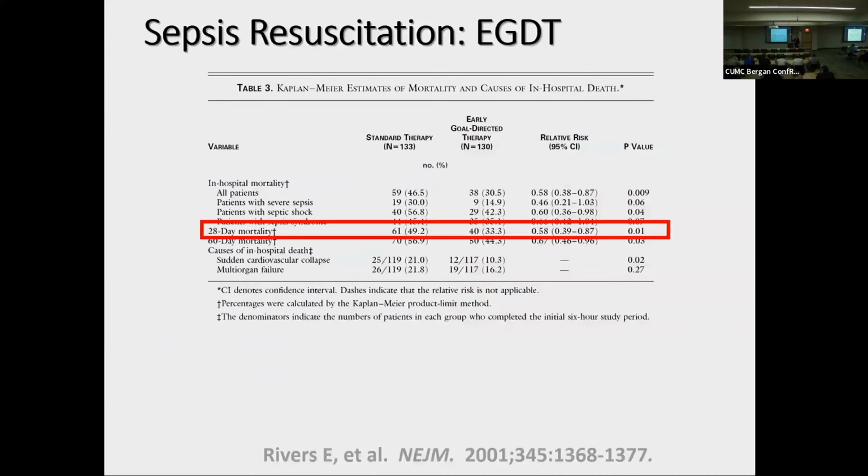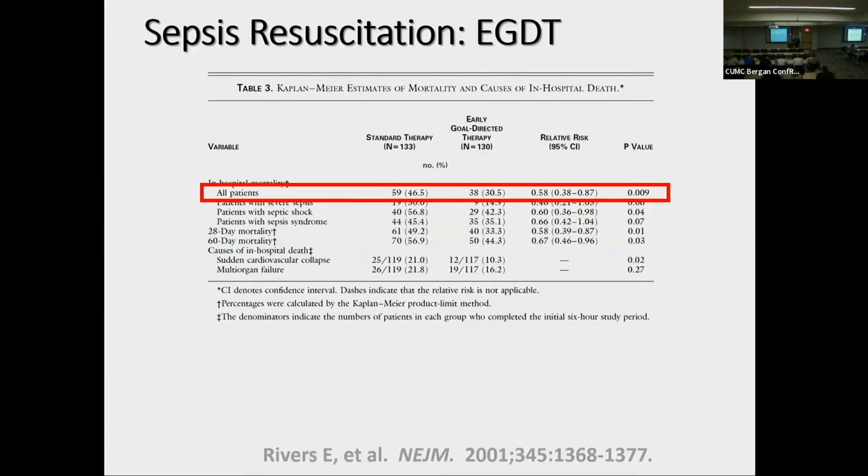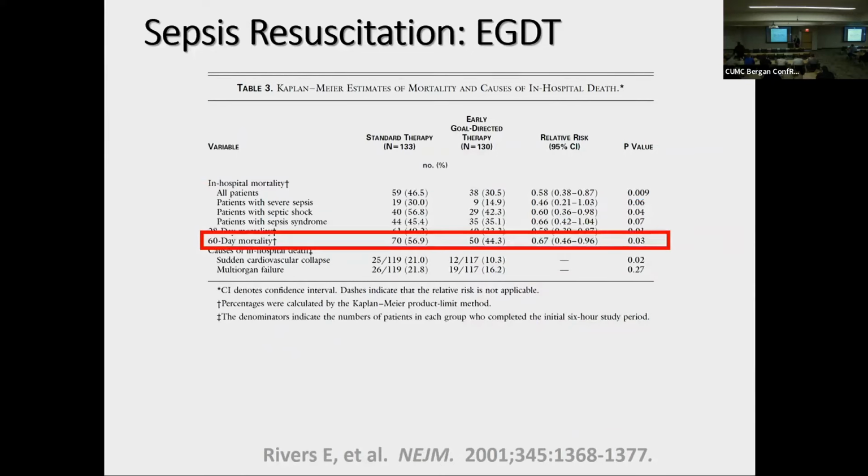What did they find? They found a huge difference in 28-day mortality, a 16% absolute difference, by using the early goal-directed therapy route. That was true for patients at hospital discharge and true for 60 days out. And this sort of became the new paradigm and the new standard of care, with one big question, which was, did we have to use the catheter, or could you just do the whole algorithm without trying to use the catheter?